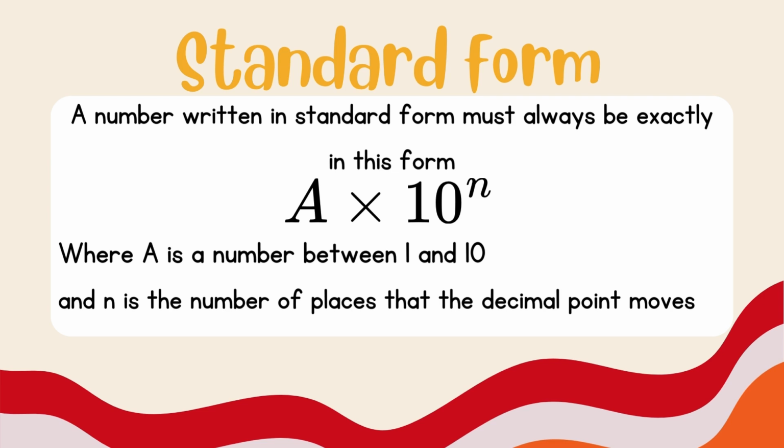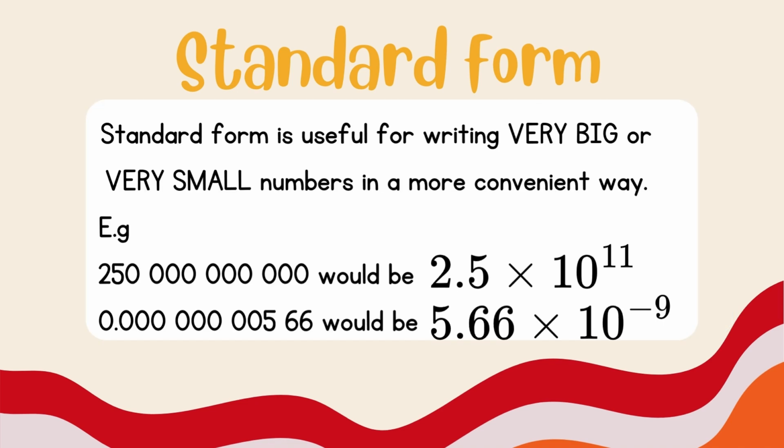So in this example, 250 billion. For any number written, the decimal point is always at the end of the last digit. So for 250 billion, the decimal point is after all the zeros. So we move the decimal point until we arrive at a number that is between 1 and 10. In this case, we are moving the decimal point 11 times.